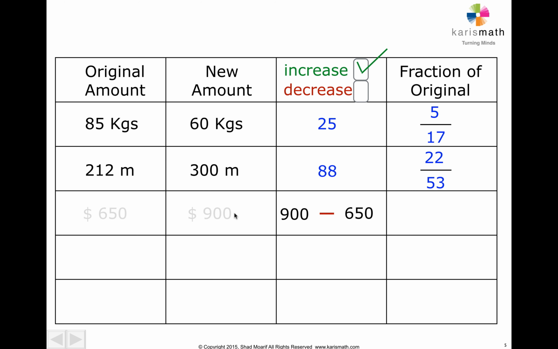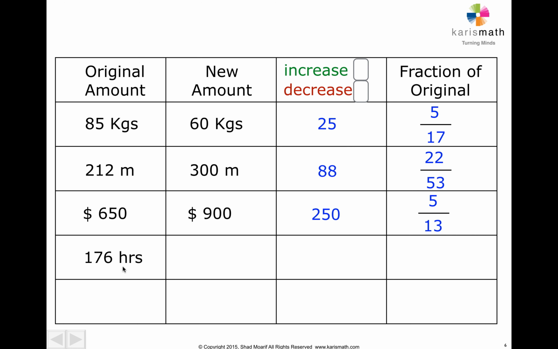So how much is that? What's the answer? What did everybody get? 900 minus 650, that's 250. And then what do you do? Yes, the fraction of the original, we put 250 on top. What number goes below? The original was 650. That's right, that goes below. And when you reduced it, what did you get? Did you get 5 over 13? Excellent. That's your answer. Try this one.